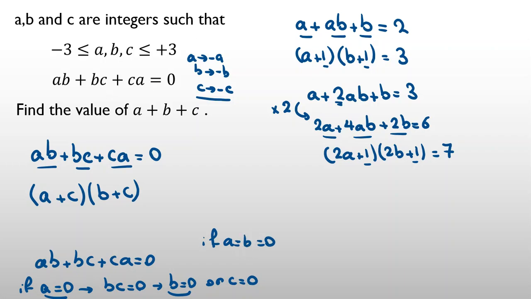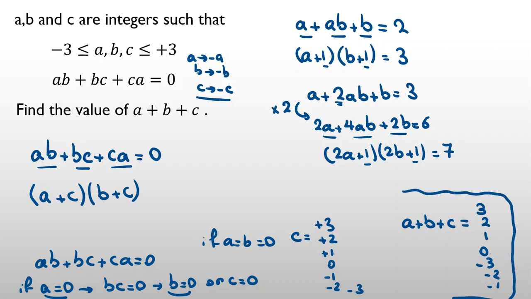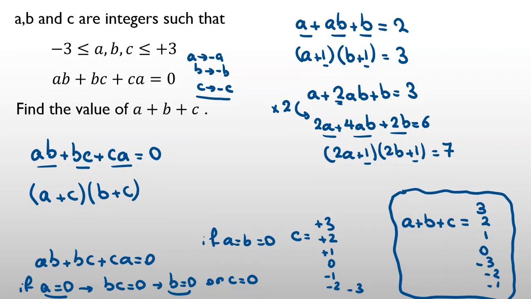So if two of them are 0, for example, A and B are 0, C can be +3, +2, +1, 0, -1, -2, -3. So A plus B plus C in this case can be what numbers? Can be 3, 2, 1, 0, -3, -2, -1. So in this part, we have these 7 answers.